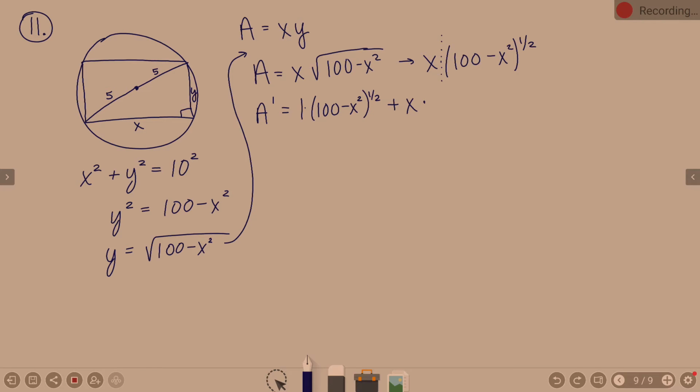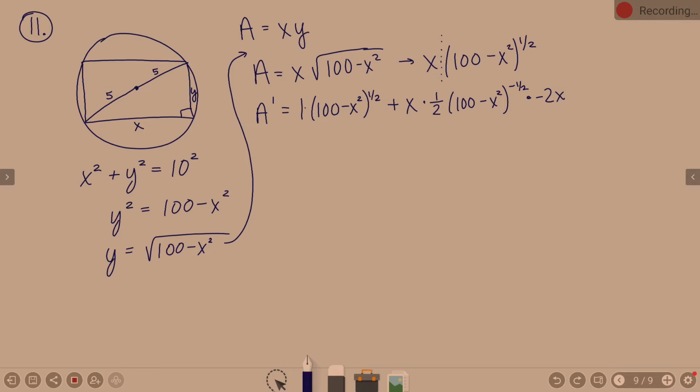Derivative of something raised to the 1/2 is 1/2. Multiply the 1/2 out front. 100 minus x squared stays the same. Subtract 1 from your power, so 1/2 minus 1 is going to be negative 1/2, times the derivative of the inside. Derivative of negative x squared is going to be negative 2x. Did I get all my pieces here?